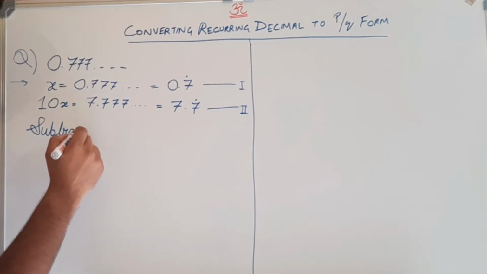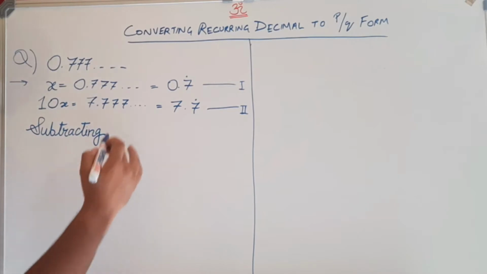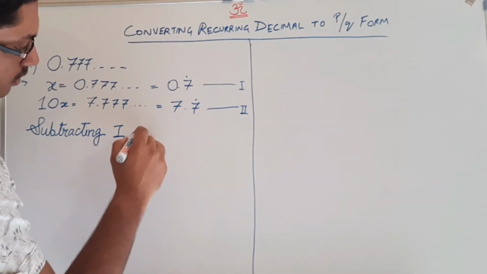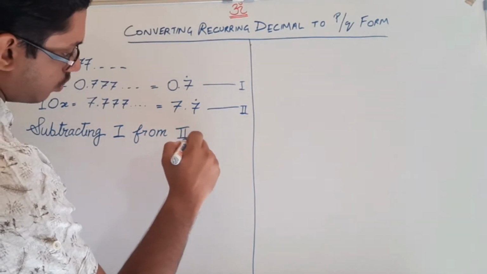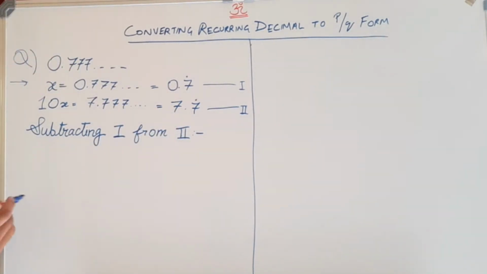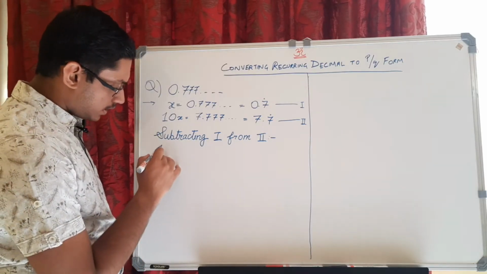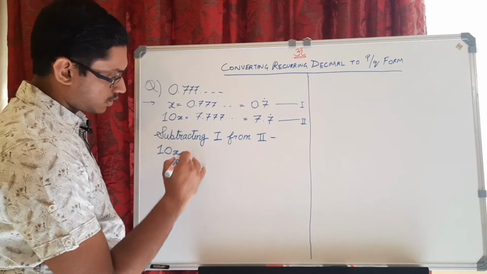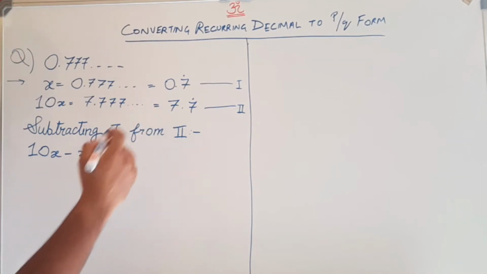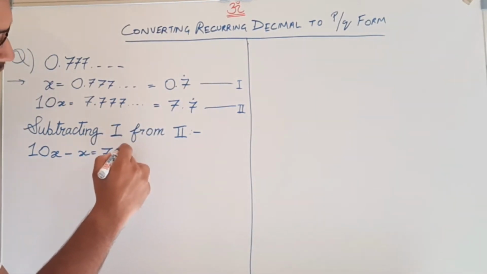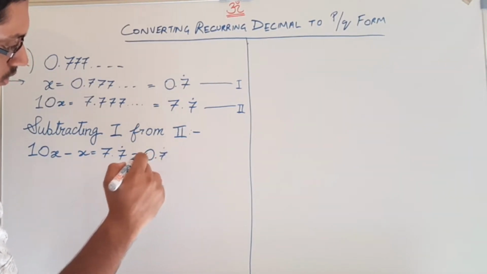Now subtract 1 from 2, okay? In the exam also you have to write it like this only. 10x minus x, subtracting 1 from 2, is equal to 7.7 dot minus 0.7 dot. All right.